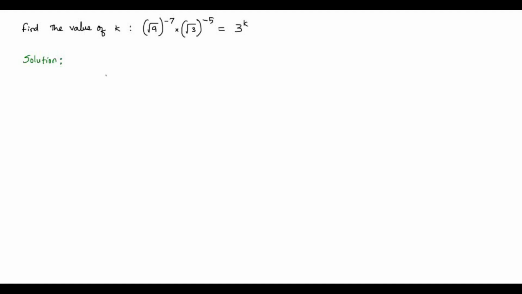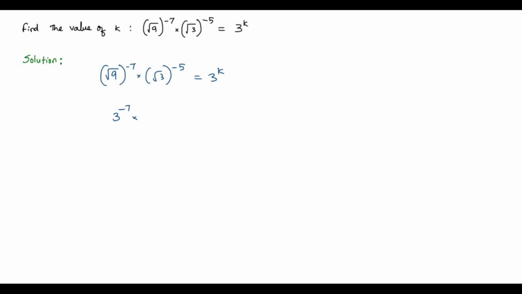Let me rewrite the given equation, that is square root of 9 whole to the power of minus 7 times square root of 3 whole to the power of minus 5 is equal to 3 to the power of k. Already we know the value of the square root of 9 is 3, so this term will become 3 to the power of minus 7, and here we cannot find the exact value of square root of 3 because it's irrational, but we can change the square root as exponent.